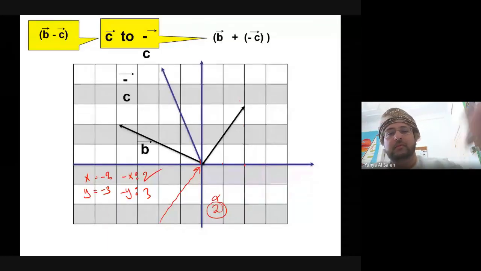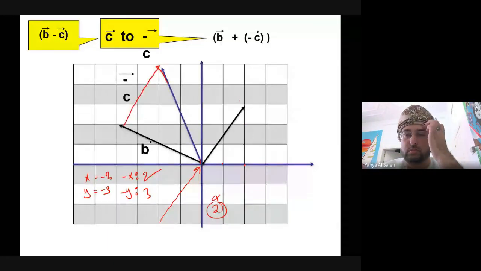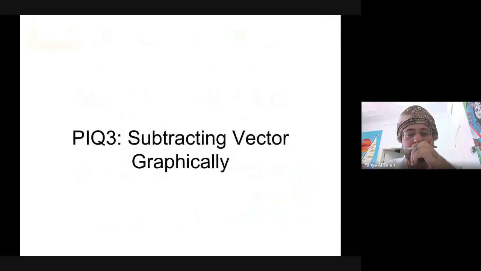And this is my resultant vector in blue. Is the idea clear? Yeah. Okay, excellent. Now.